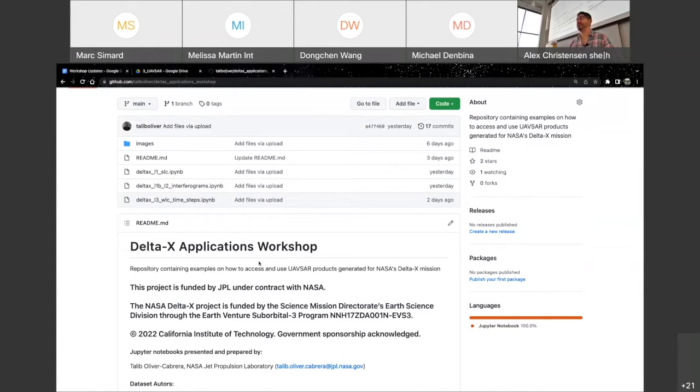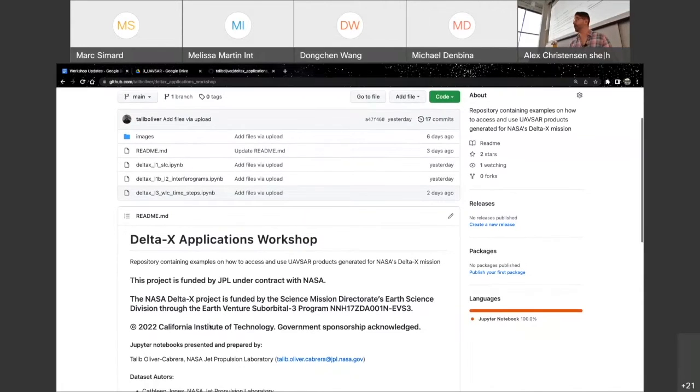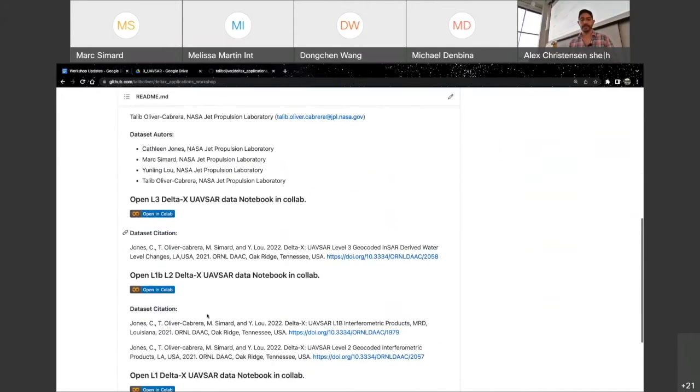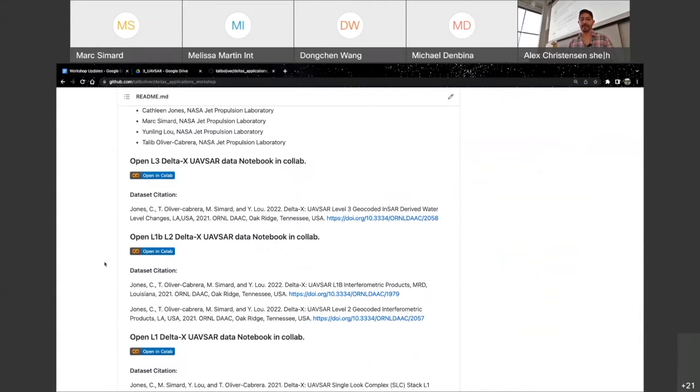So the interferograms are basically the actual measurements that we generated to form those time steps. And I'm going to go quickly over them. I'm not going to expect you to run everything, but I think it's important to show them, and for everybody to know that they are also available if anybody wants to play with them, and that they were used to produce the level 3 results. So we can go ahead and open the level 1B, level 2 UAVSAR notebook.